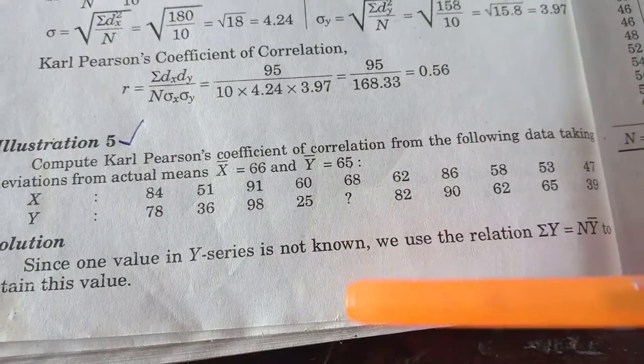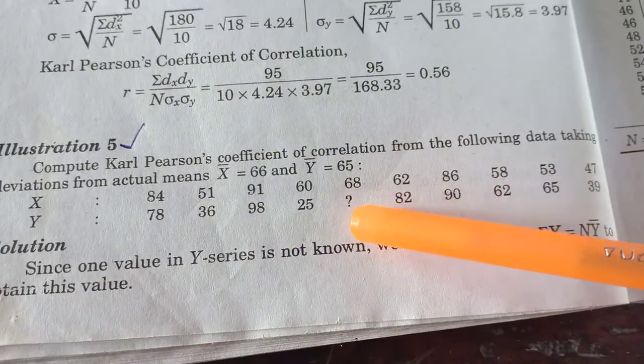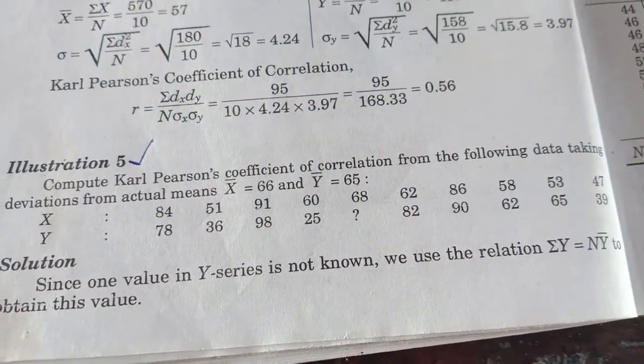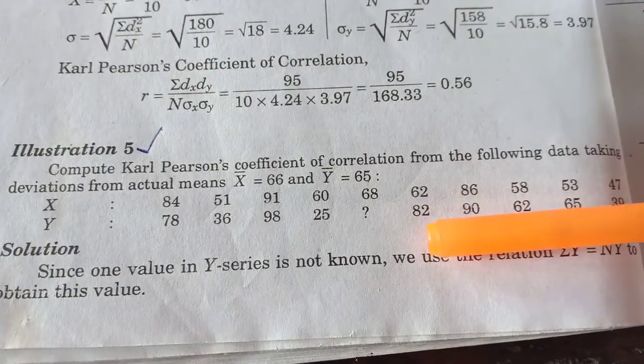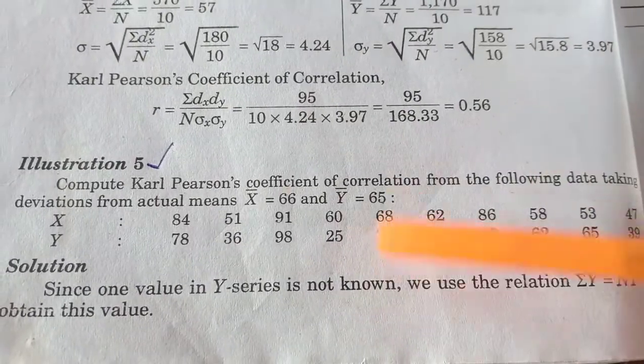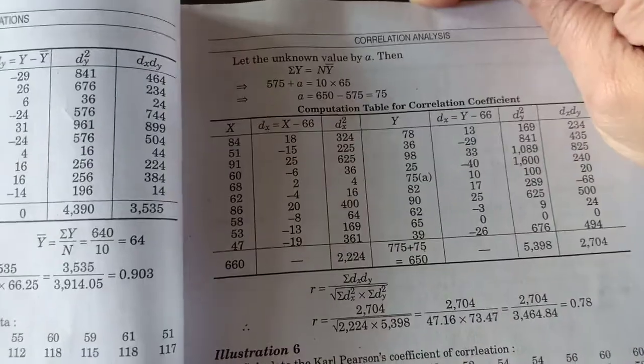But if you will notice, in today's problem we have been given the mean values of the x and the y series, but a value of the y series is missing. And we have also been asked to compute Karl Pearson's coefficient of correlation. So how are we going to do this? This is not much of a problem since we know the equation and we know two values which we did not know previously. So now let us see how this problem is solved. We will move on to the solution.